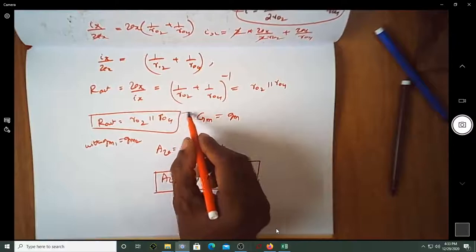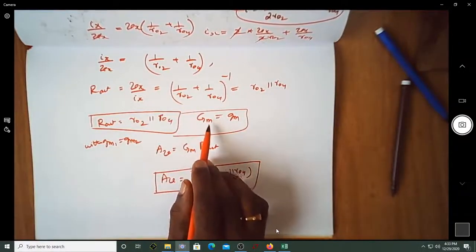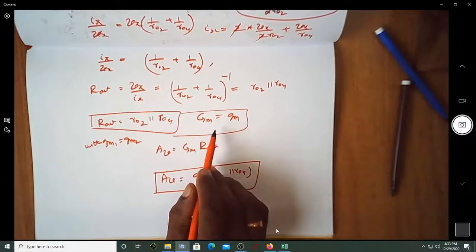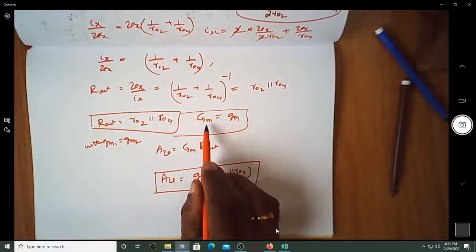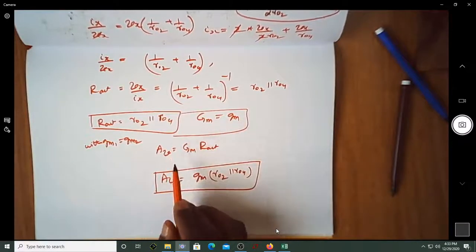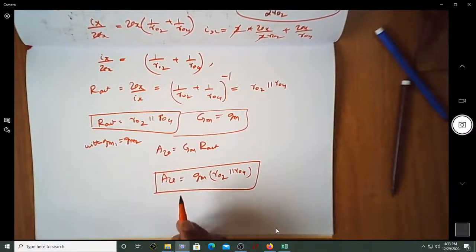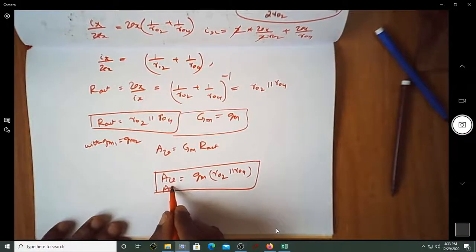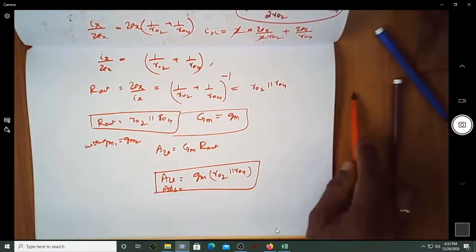So once we know the value of R out of this MOSFET, since we already know the short circuit transconductance of the circuit, which is equal to GM, we can write the expression for differential gain of the amplifier, which is ADS equal to GM into R02 in parallel with R04.